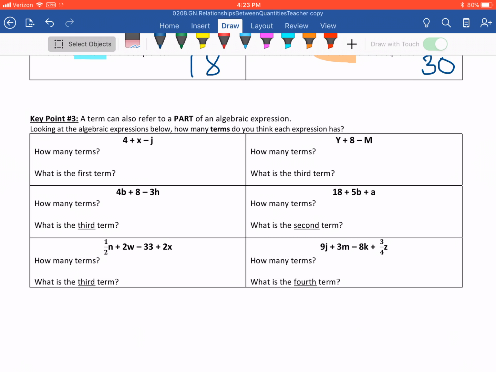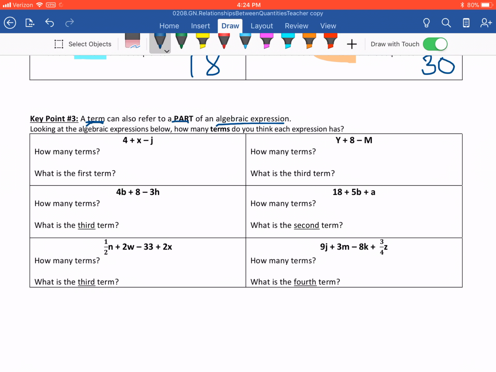All right, key point number 3. A term can also refer to a part of an algebraic expression. So this word term can mean part of a sequence, but it can also be part of an algebraic expression. So for the examples here, looking at the algebraic expressions below, how many terms do you think each expression has?